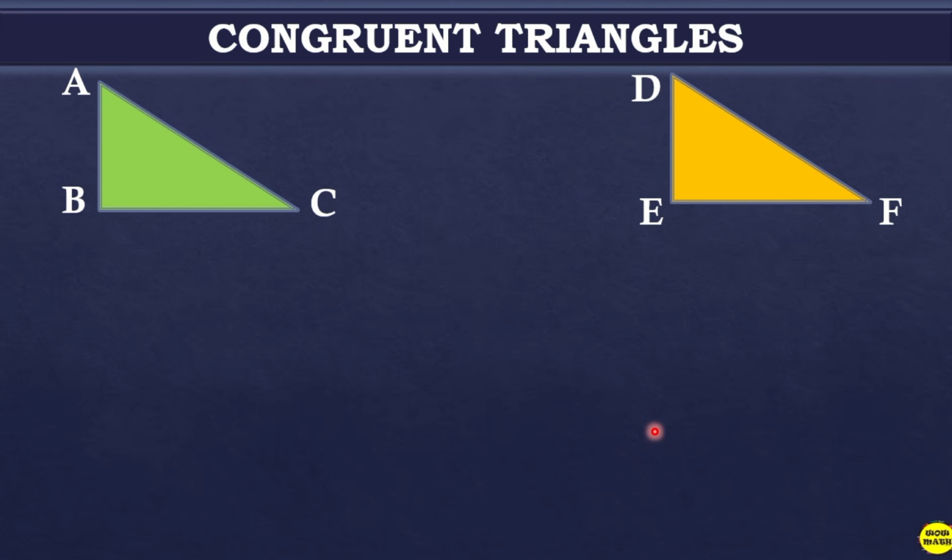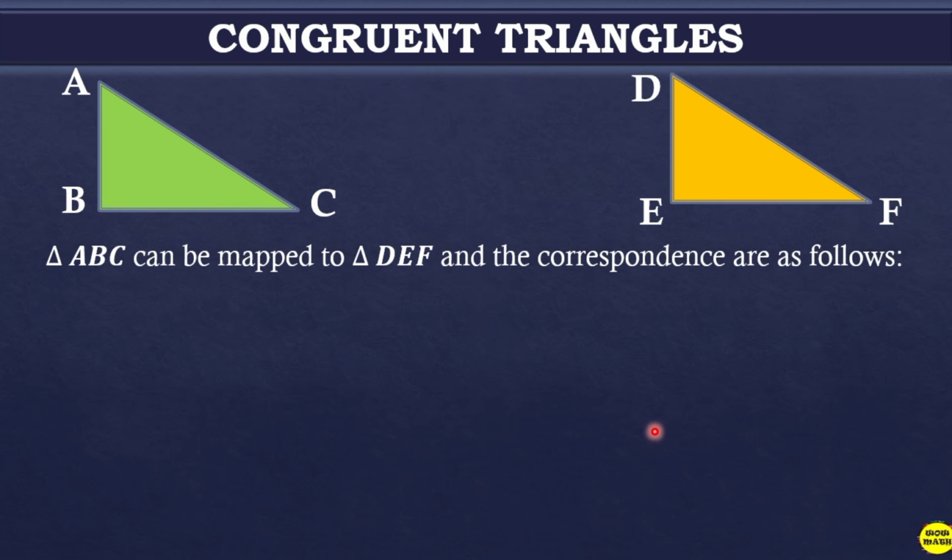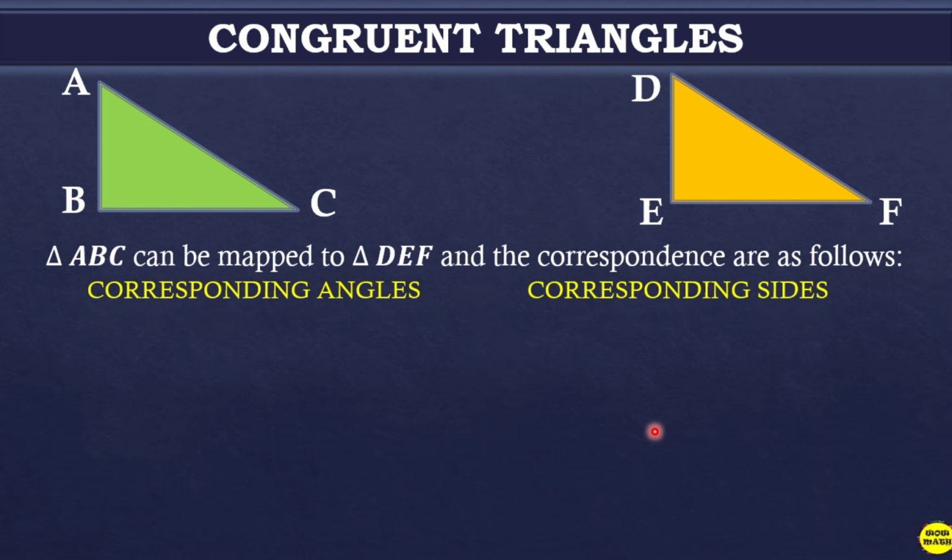Now, how can we say that these two triangles are congruent? This is where the idea of correspondence comes in. We have to map. You need to know how to do mapping. When we say mapping, we take the corresponding angles and corresponding sides. So triangle ABC can be mapped to triangle DEF. How? Using the idea of correspondence.